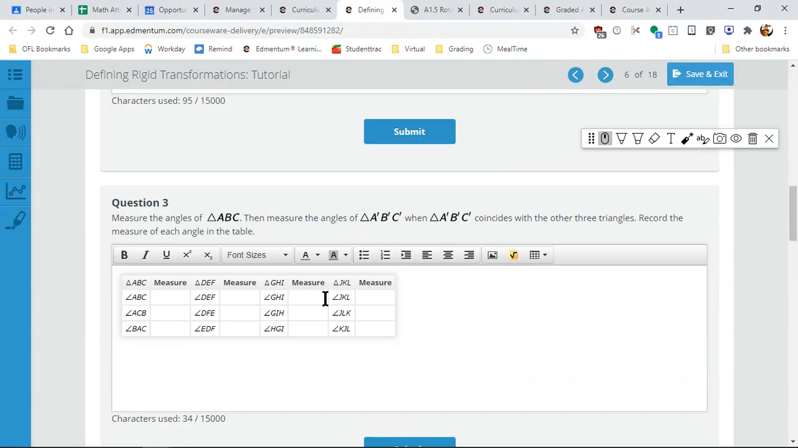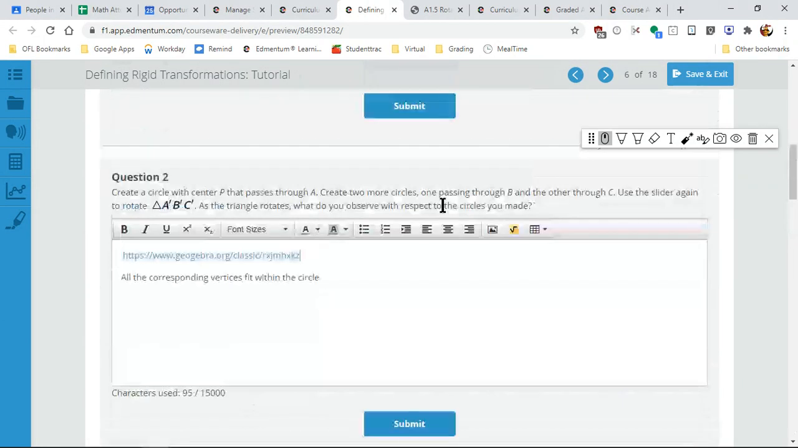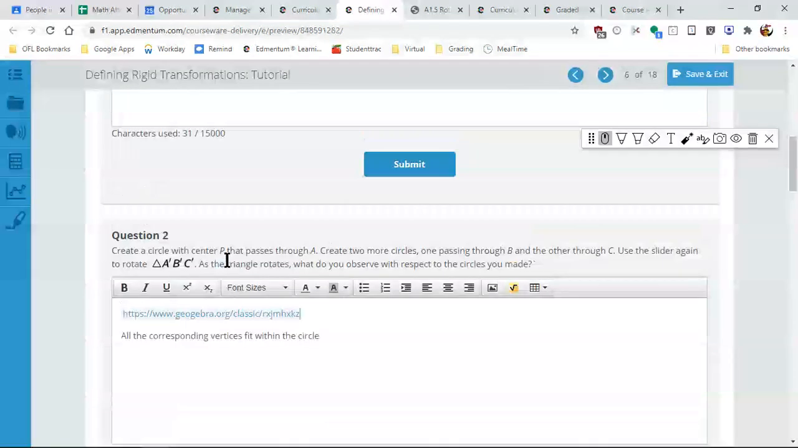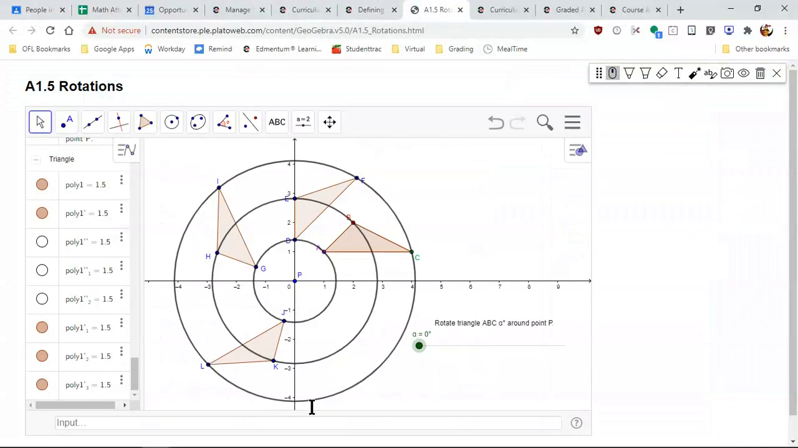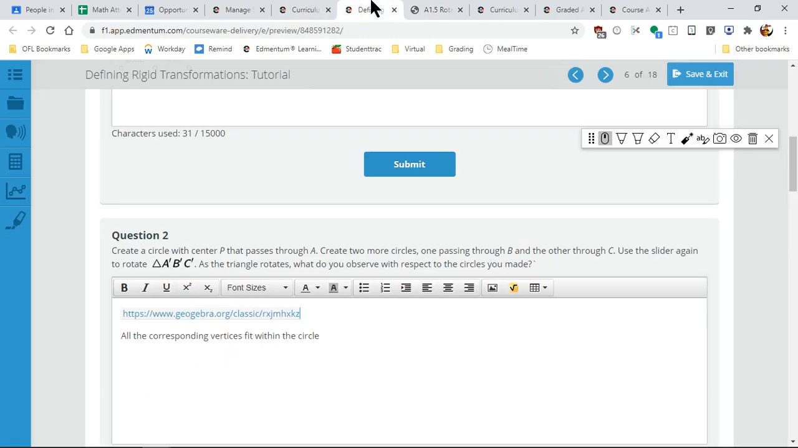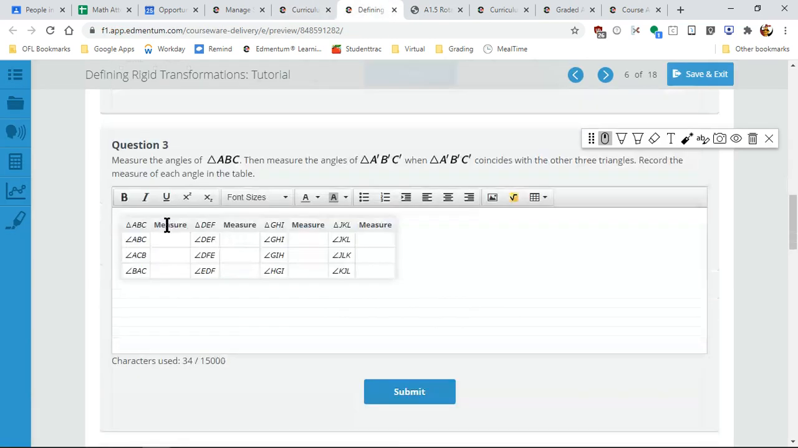Corresponding vertices would fit within the circle. And that was what our observation was. They're always within that circle. The word corresponding means what it would be in the other end. So I'm going to go back here. For example, point A corresponds with D, point D corresponds with this, A also corresponds with G, and so forth. Now it wants us to do the angle measurements when it's corresponding.